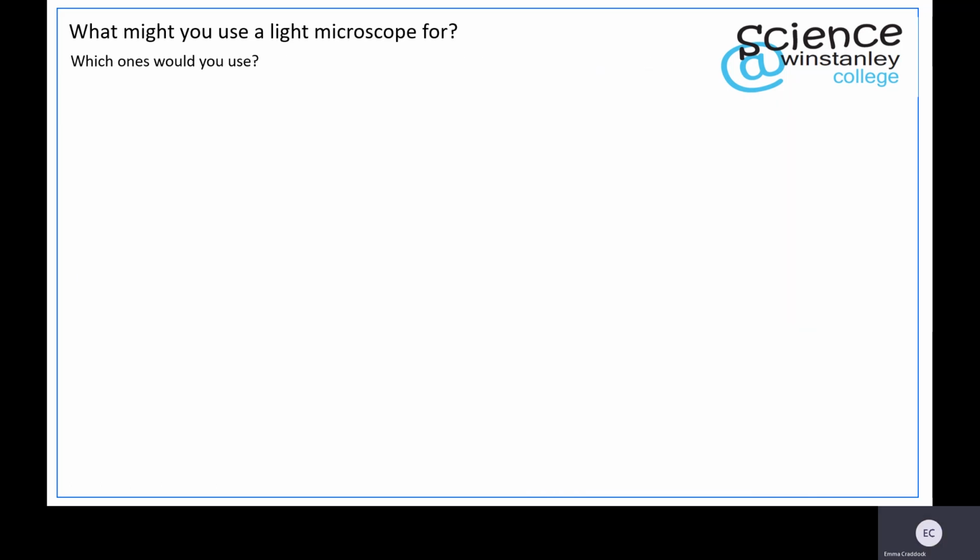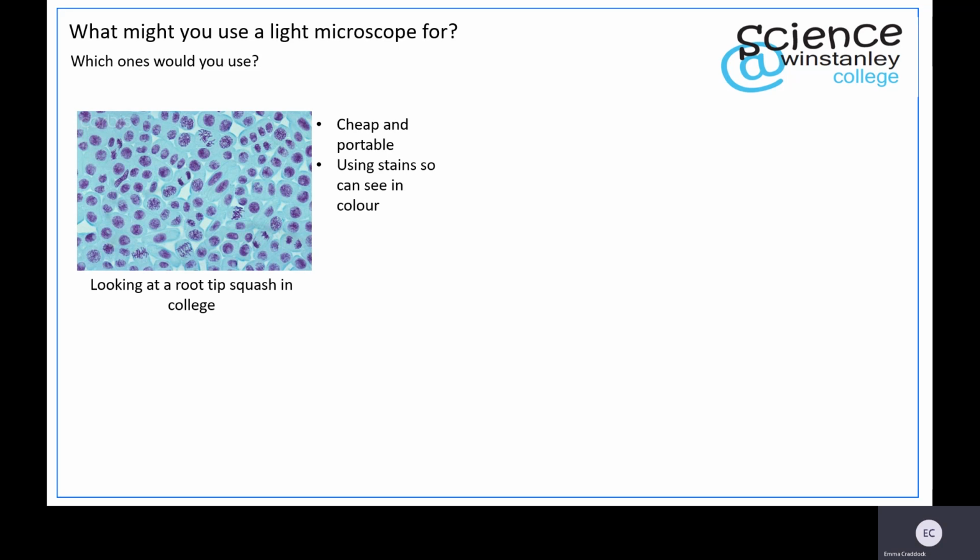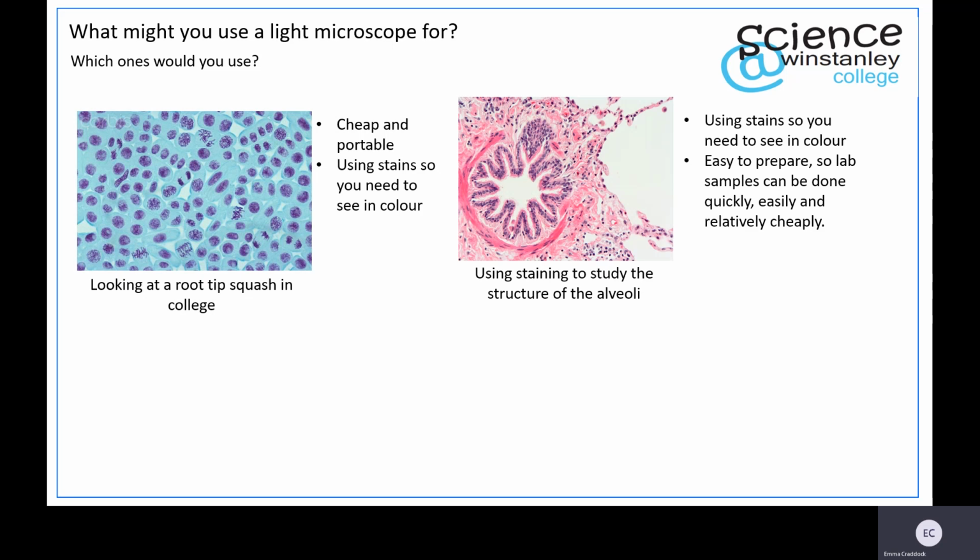Okay, which ones would you use? So looking at a root tip squash in college, I would use a light microscope for that, as it's cheap and portable, so we can use them in college, and you are using stains, so you need to be able to see in colour. If you can't see in colour, you can't see those chromosomes. And you have sufficient magnification here to study the chromosomes in a field of view of cells. So it is good to use a light microscope for that.